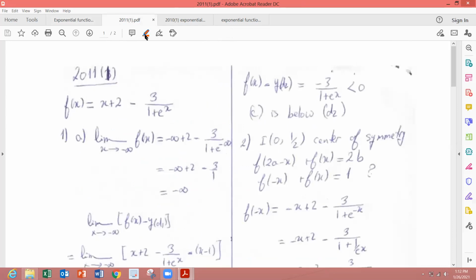So limit as x tends to minus infinity of f(x). We replace each x by minus infinity. It will become minus infinity plus 2 minus 3 over 1 plus e to the power minus infinity. e to the minus infinity is 0. So minus 3 over 1 is minus 3. We get minus infinity. So the limit of f(x) as x tends to minus infinity is minus infinity.